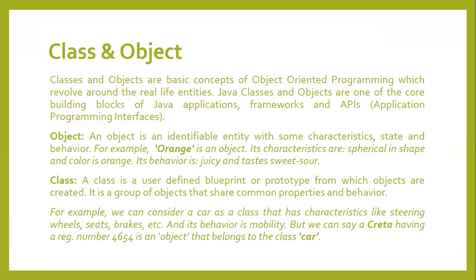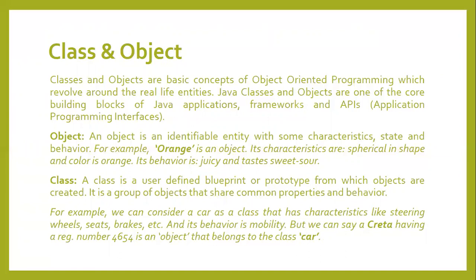Now, object. An object is an identifiable entity with some characteristics, state, and behavior. For example, orange is an object. Its characteristics are spherical in shape and color is orange. Its behavior is juicy and tastes sweet and sour. You can think about other real world examples also for objects.